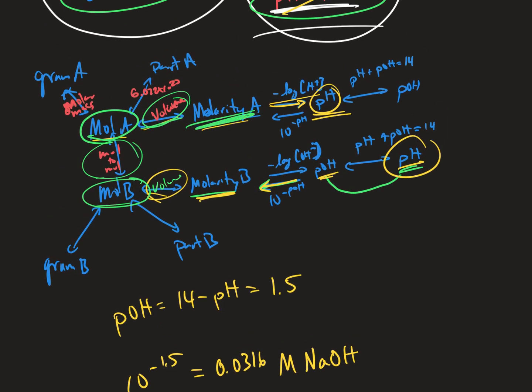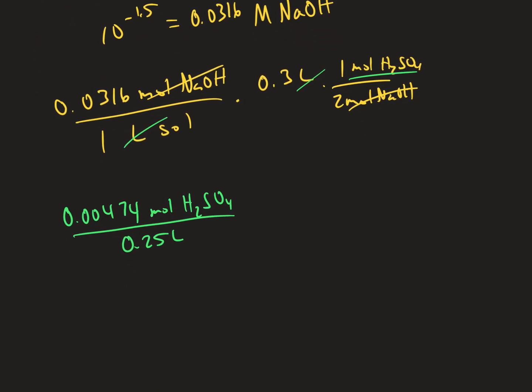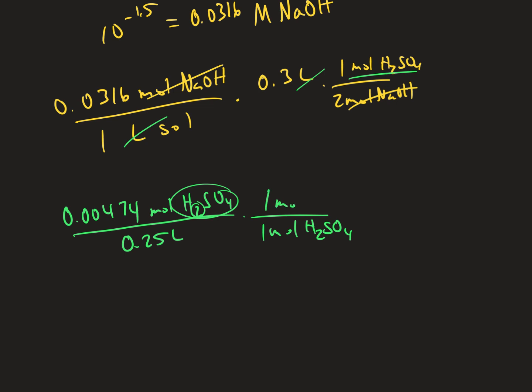And now all I got to do is convert it to our concentration of hydrogen ions. Is this a 1-to-1 ratio? It's a 1-to-2 ratio, right? So for every 1 mole of H2SO4, we have 2 moles of H+. Y'all follow that? So that goes away. And we find an answer here, and this is my H+ concentration, moles per liter. So what's 0.00474 divided by 0.25?